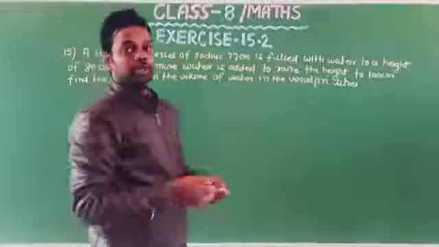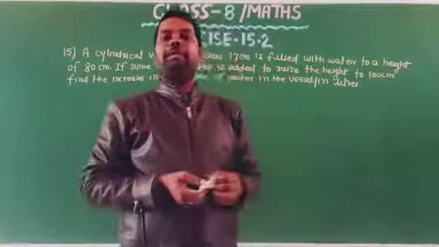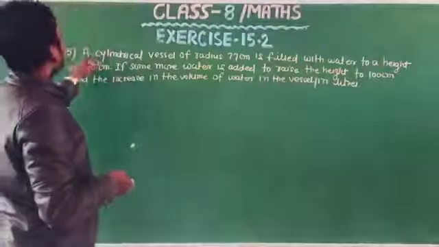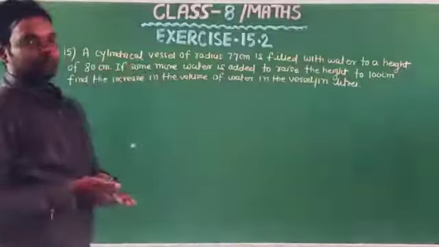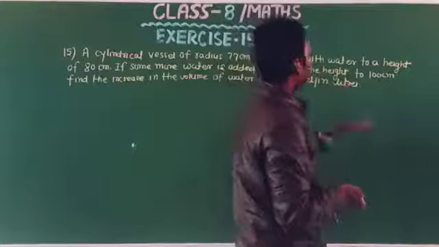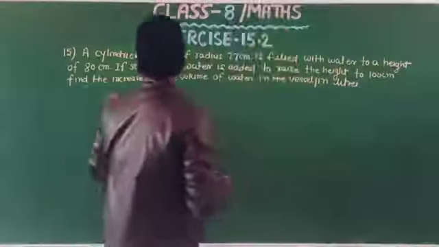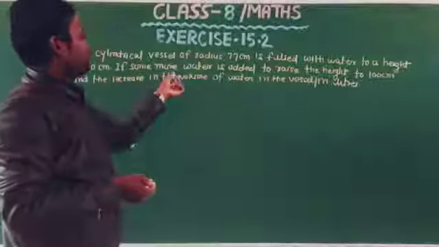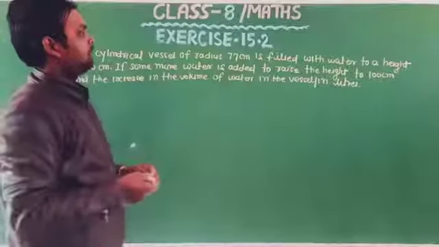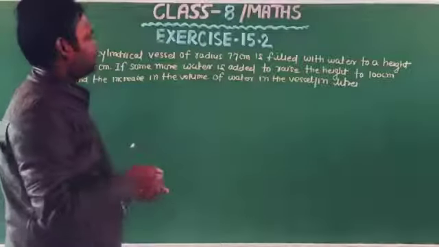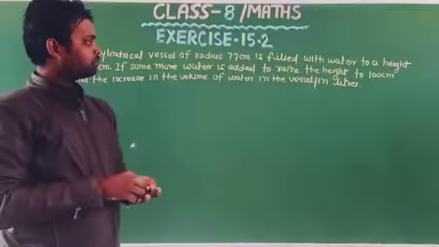Okay children, now move to question number 15. In this question it has been said that a cylindrical vessel of radius 77 cm is filled with water to a height of 80 cm. If some more water is added to raise the height to 100 cm, find the increase in the volume of water in the vessel in liters.